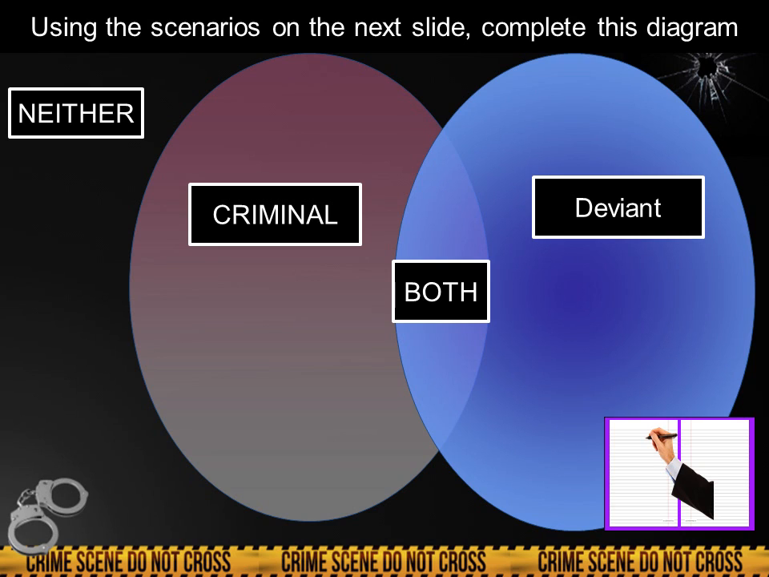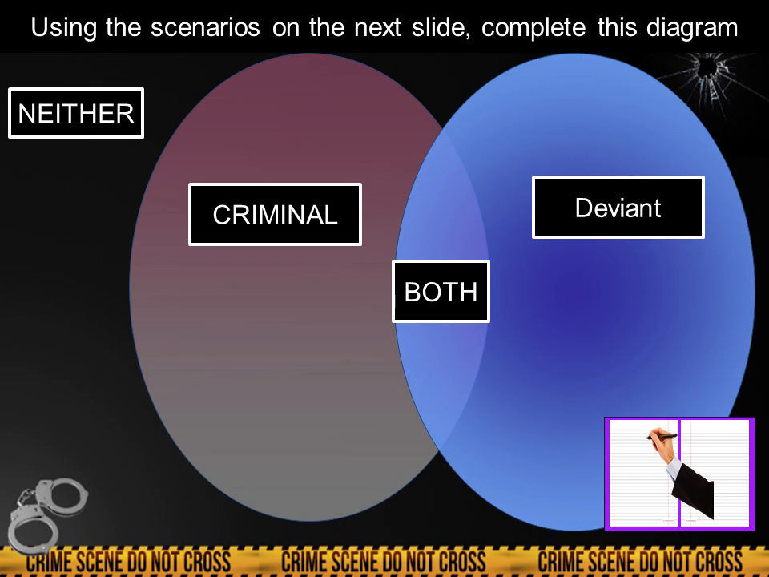Now then, I'd like you to draw a Venn diagram, just like you've got on the slide here. So on the left hand circle, you would put the criminal acts. All these can be found on the next slide. So if you draw your Venn diagram like this and then look at the next slide to see what you need to put in which circle.